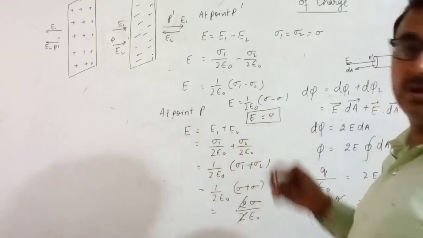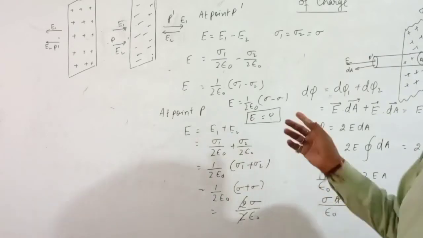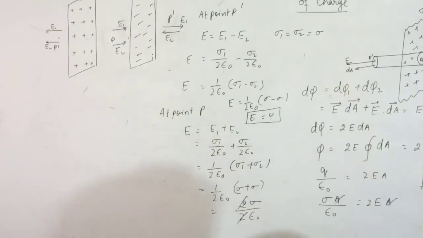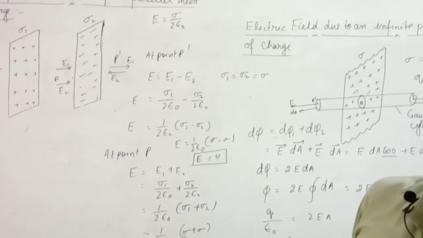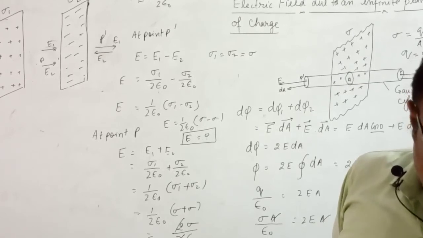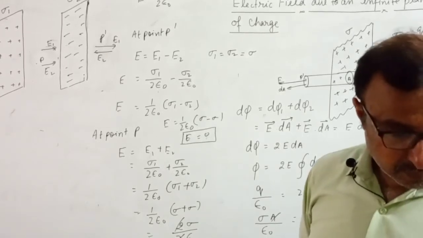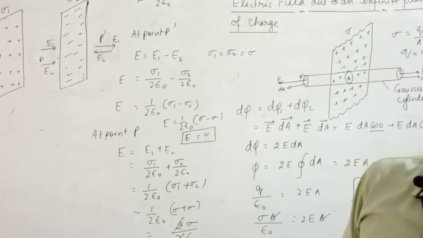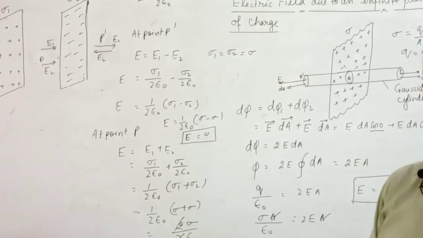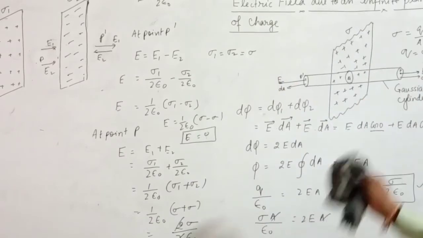Intensity of electric field is 0. So this you all understand, I hope. Just now I am going to tell you some other thing. Intensity of electric field due to a uniformly charged thin spherical cell, that I am going to discuss.